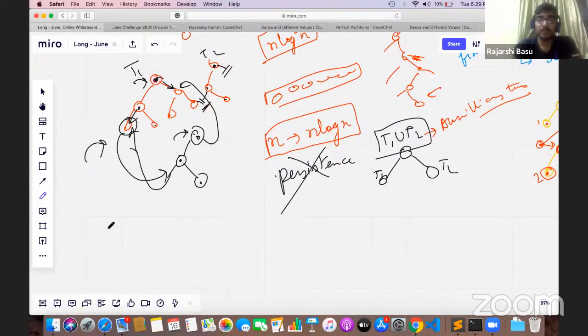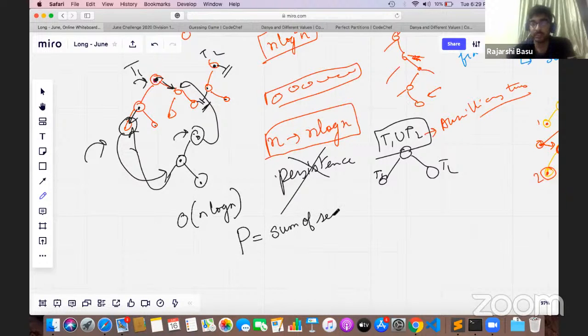Now, the claim is over all such union operations, the total complexity will be n log n. Why? Here's why. I'll explain this in the form of a potential function. Consider a potential function which just stores the sum of the segment tree sizes.